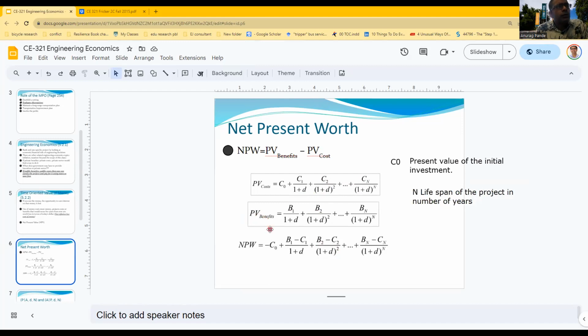And then for the benefits, when you build the project, there's not going to be any benefit right away. You're not going to get any benefit until you build the project. But after the project is built, you're going to have a benefit of B1 at the end of year one, B2 in year two, B3 in year three, and Bn in year n. So the C's represent essentially the costs, and these are the benefits.